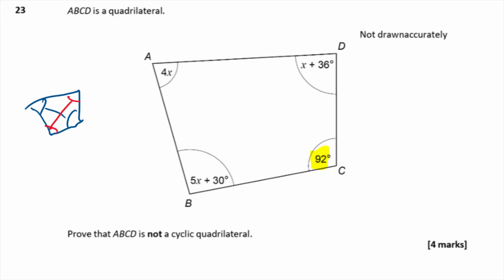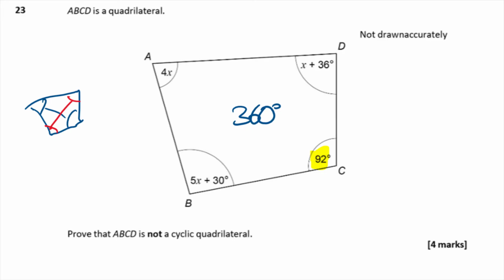Now we know that the sum of the interior angles of a quadrilateral add up to 360 degrees. Well, you should know that. A quadrilateral is made up of 2 triangles, each triangle 180, 2 180s, 360. So if I take the 4 angles and add them together, it should give me 360 degrees, in which case I can then work out what the x's are.